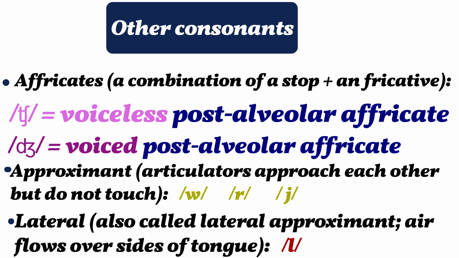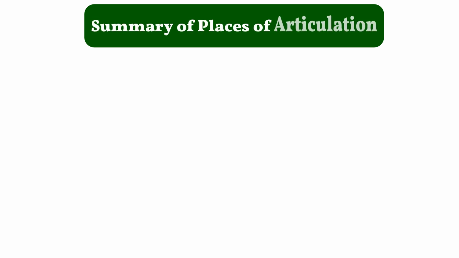When you say l, the air flows over the two sides of the tongue, on the right and on the left, okay? So these are some other consonants. I think it is very helpful to give a summary of both places of articulation and manners of articulation. Now let's start with places of articulation.